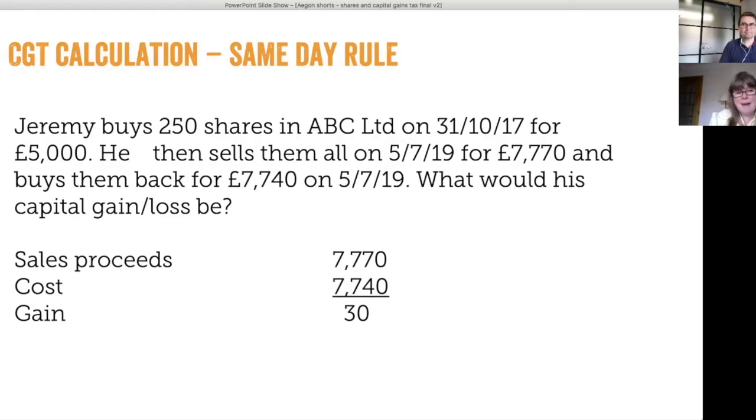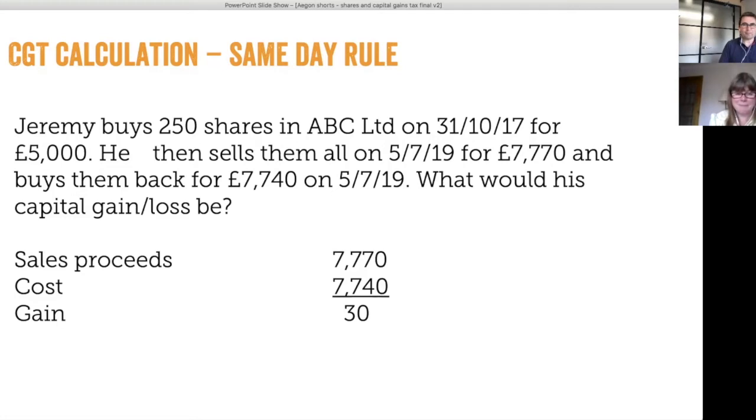So his capital gain would be the sales proceeds of £7,700 less the cost that he bought them back for on the same day of £7,740. Now, you might have thought it would be £5,000 that should go into that calculation because that's what he bought them for in October 2017. But because he bought back the exact same shares in ABC Limited, it's actually the cost that he bought them back for on the 5th of July 2019 that goes into the capital gains tax calculation.